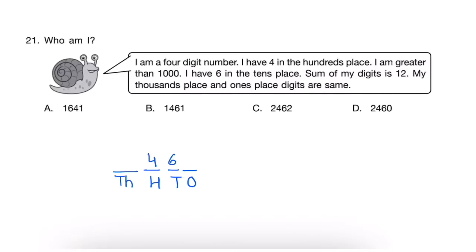In option A, we have 4 and 6 in hundreds and tens place. But here we have 6 and 4 instead of 4 and 6. So option A is incorrect. Option B, it has 4 and 6. And the sum of digits, 1 plus 4, 5. 5 plus 6, 11. 11 plus 1, 12. Yes, sum of digits is 12. So correct answer is option B.